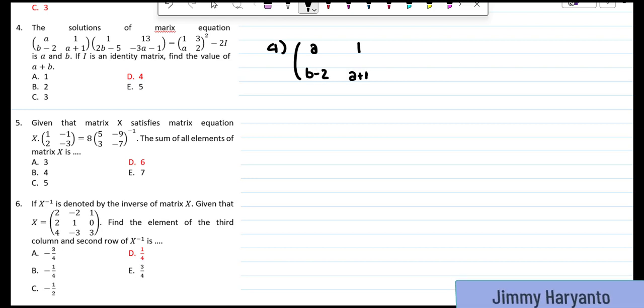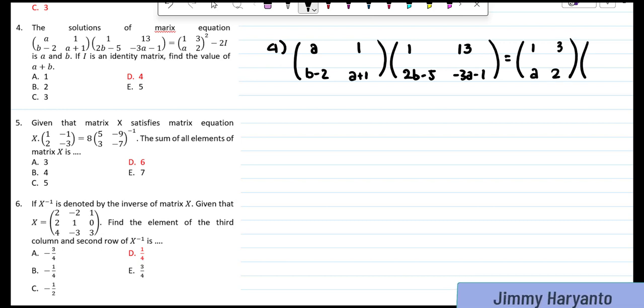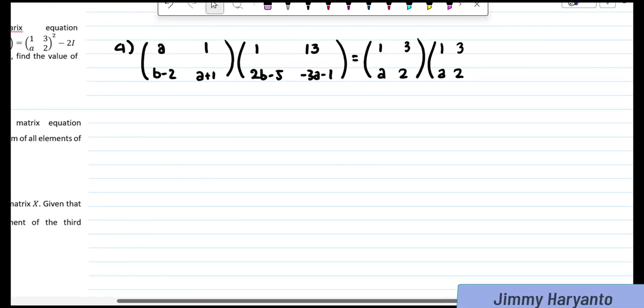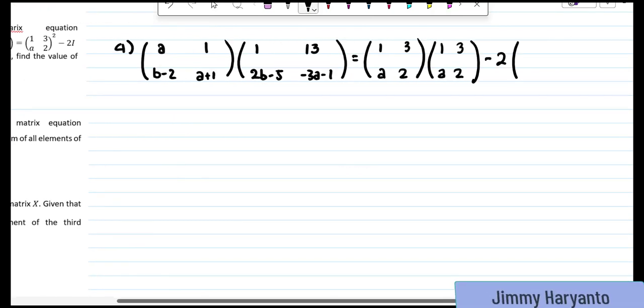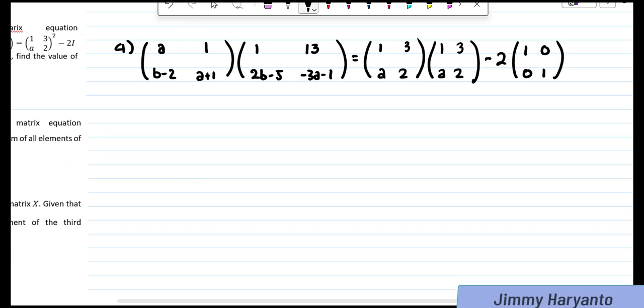Next is number 4. For number 4, we have to do the multiplication first. So I will write down the question like this. And then you multiply it with 1, 1, 3, 2b minus 5, negative 3a minus 1. And then for the right hand side, we will have 1, 3a, 2 times it again with 1, 3a, 2. Let me move it. And then minus 2I. I means 1 0 0 1. Okay, so we already have this equation of matrix.